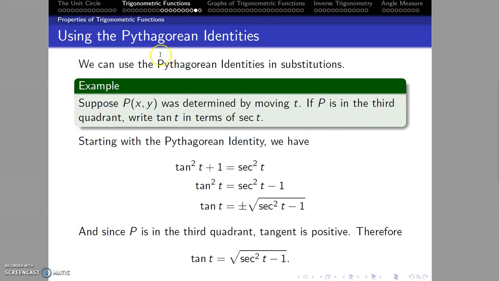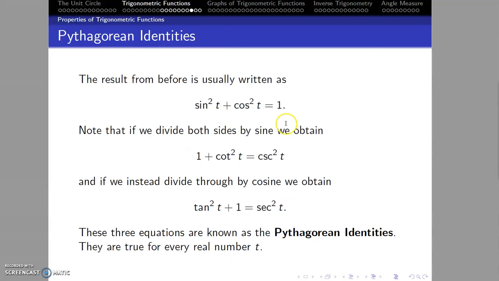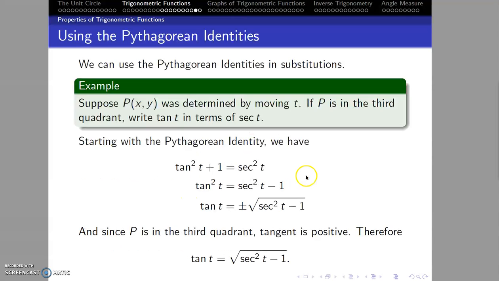So suppose I had tangent of t for some terminal point after moving t, ending up in the third quadrant. And I want to take that tangent of t and write it exclusively in terms of secant. So the way I could do that is I take the tangent and secant Pythagorean identity, and then I solve for tangent in terms of secant. So the 1 gets subtracted off. I have secant squared minus 1.